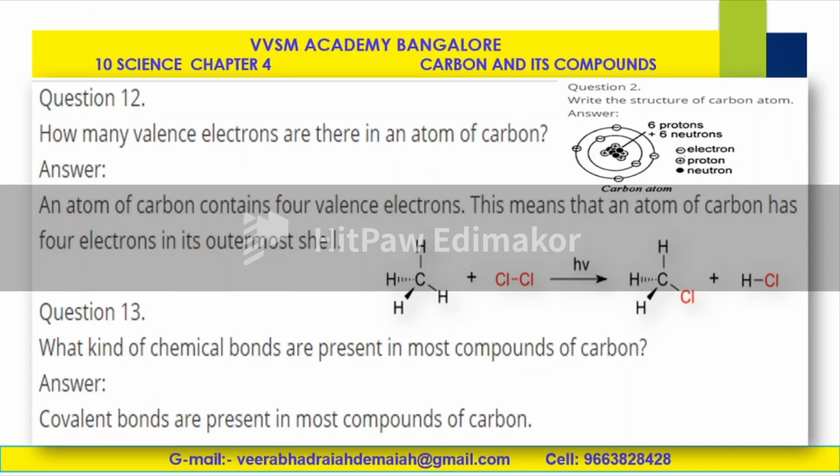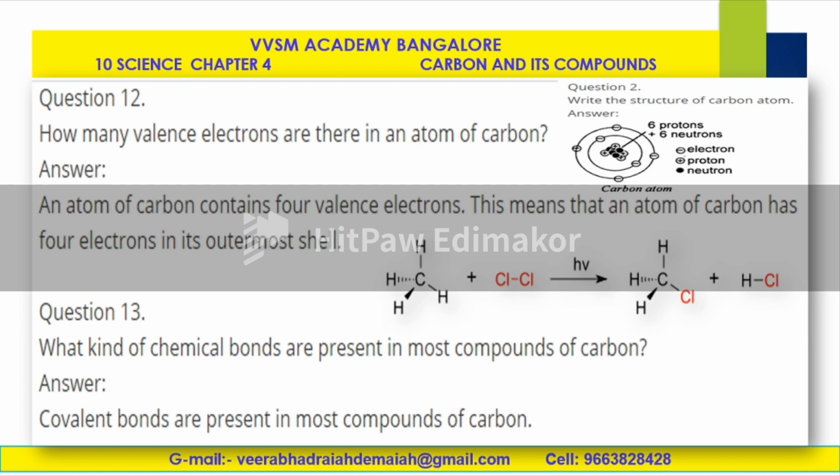How many valence electrons are there in an atom of carbon? You know, my dear friends, there are 4 electrons in the outermost orbital. So, these outer electrons are called valence electrons and hence the tetravalency of carbon is established. An atom of carbon contains 4 valence electrons. This means that an atom of carbon has 4 electrons in its outermost shell and hence the valency of carbon is 4. Hence the substitution reaction occurs in organic chemistry.